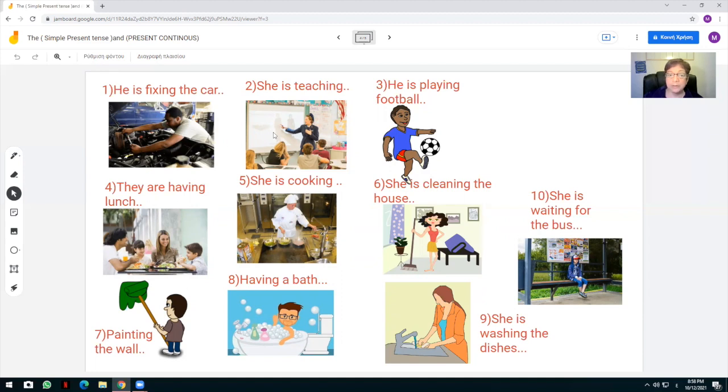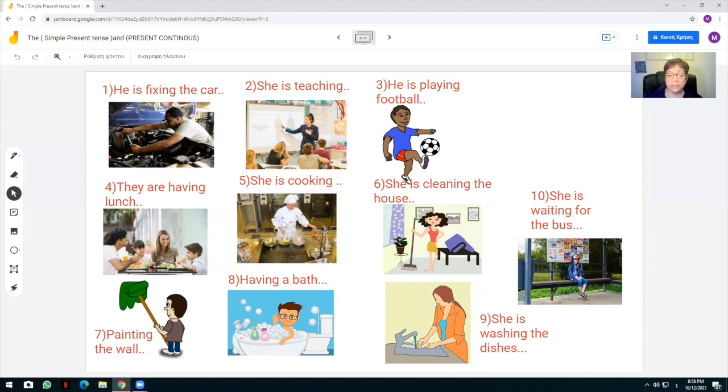The teacher here, she is teaching. This is a teacher and she is teaching الدرس. She is teaching. He is playing football. The boy is playing بيلعب كرة football. Okay? And they here, the family, they are having lunch. They are having lunch يعني بيتغدوا. The family, this is a family. And they are having lunch.